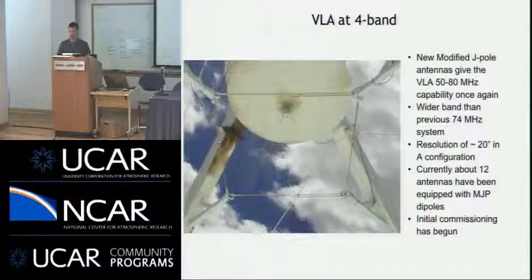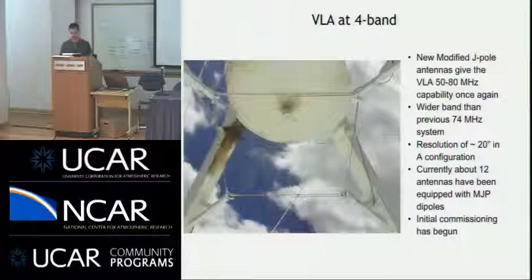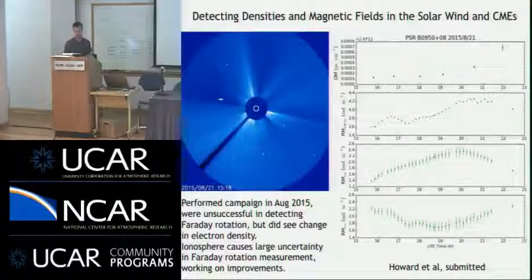And we are currently working on getting the two LWA stations working with the VLA. We took a few observations last year and have some images of the Crab Nebula and stuff like that. But we're still figuring everything out.